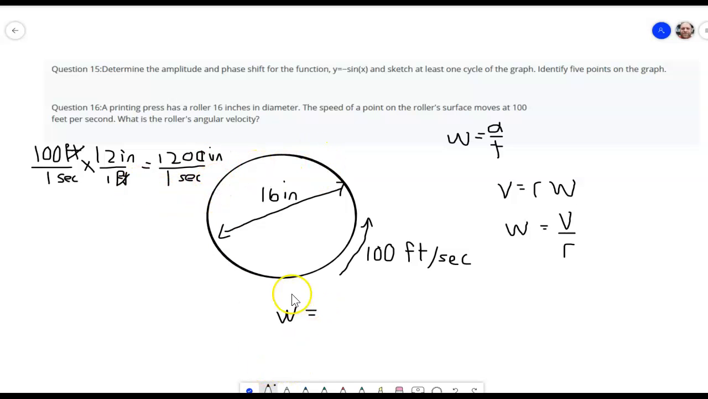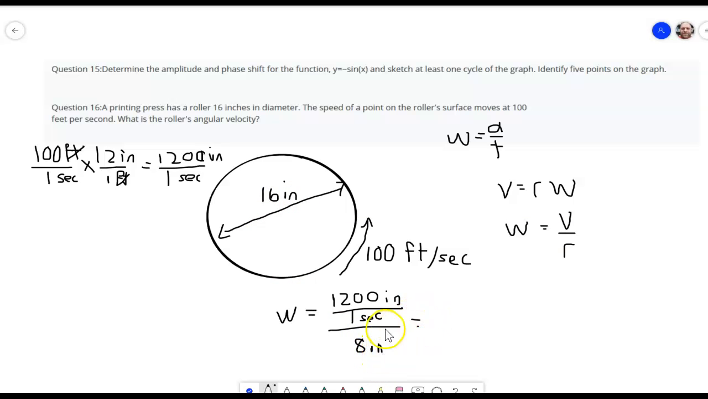All right, so now we're using this formula here. On the top we have the linear velocity, which is 1200 inches for every 1 second. And on the bottom, we need the radius. The radius is half the distance of the circle. They give us the diameter, which is the whole distance, so the radius is just half of that. So that would be over 8 inches.